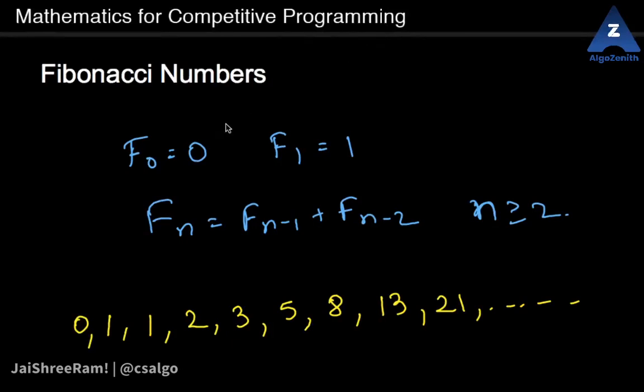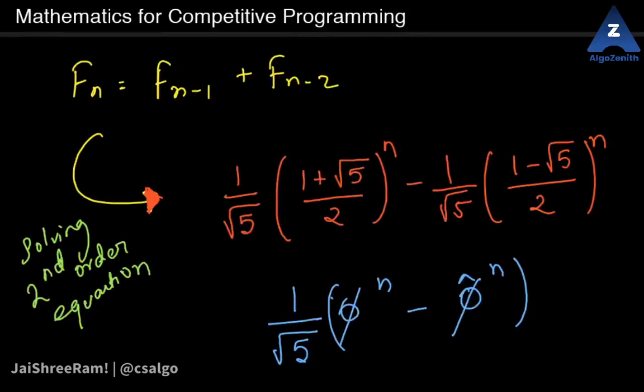Okay, so let's say the Fibonacci number has a recurrence relation of this form, f(n) equal to f(n-1) plus f(n-2). So this is a second order recurrence relation, to be precise, and using generating function techniques, if we try to solve this, we get this particular relation, which is also known as Binet's formula: 1 by root 5 multiplied by (1 plus root 5 by 2) to the power n, minus 1 by root 5 multiplied by (1 minus root 5 by 2) to the power n. So this formula is like a closed form to get the nth Fibonacci number.